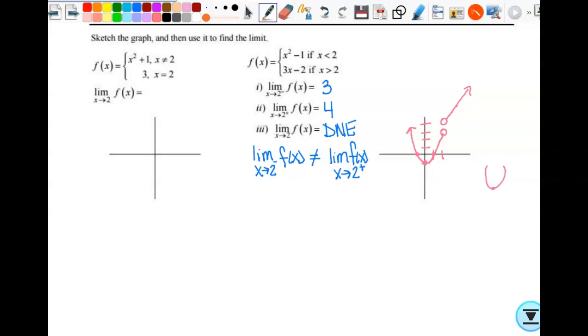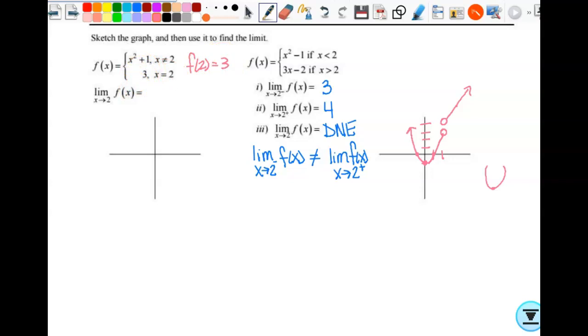We've got these two pieces of a piecewise function, and we want the limit as x approaches 2. Well, this is kind of like what we talked about in that question from the homework. What is f of 2? It doesn't ask you for that, but what is f of 2? 3. f of 2 equals 3. When x is 2, y equals 3, right?